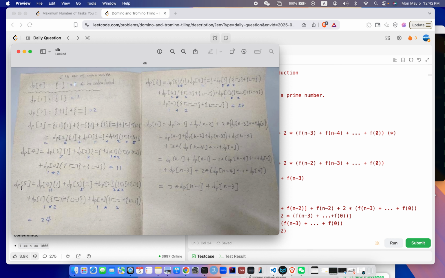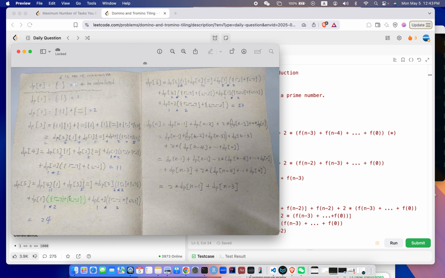Let's look at dp5. If the last one is a vertical domino, you should multiply by dp4, because 5 minus 1 is 4. If the last 2 are horizontal dominoes, you should multiply by dp3. Again, as I emphasized, you could no longer consider 2 vertical dominoes because those are covered by this case, right? And then if you have the last 3 columns, there are 2 configurations based on 2 Triminos. 5 minus 3 is 2, so you need to multiply this by dp2.